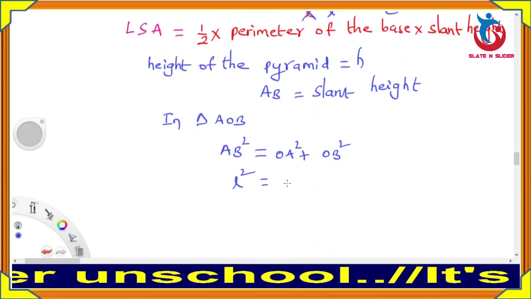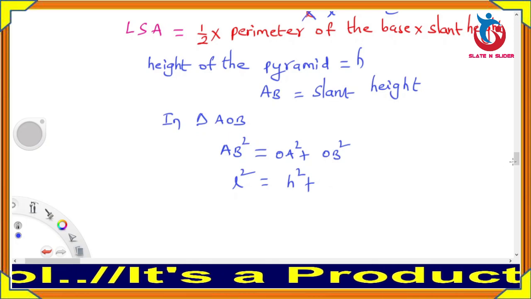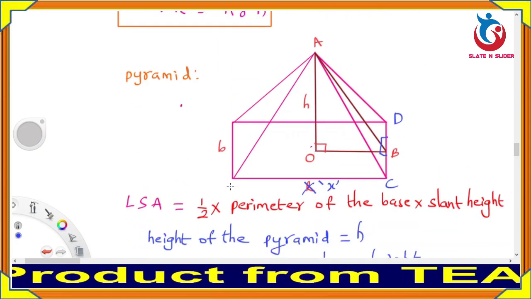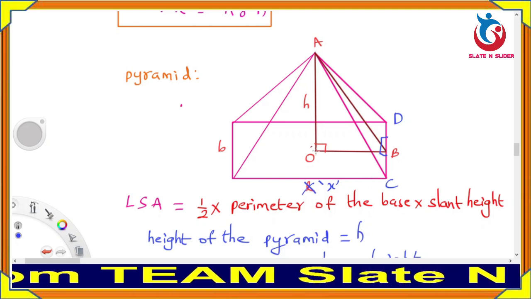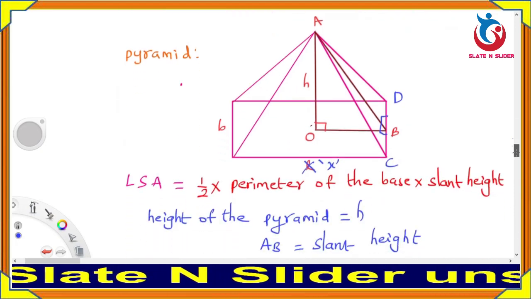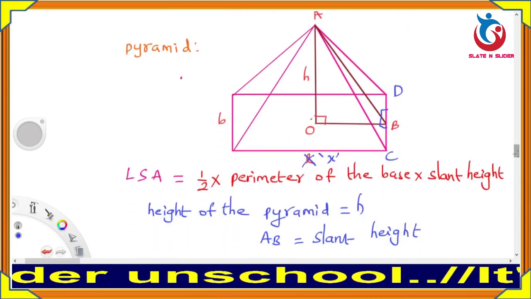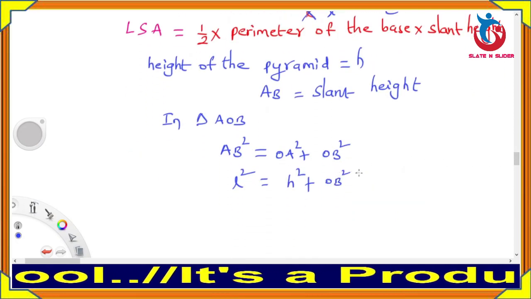So OA square plus, OA means height, that is H square plus OB square. What is OB? Always this OB will be half of the length of the base. The length of the base is X, then it will be half. Because if the base is changed, then the length of OB will be changed. So I am writing it as OB only. So it is OB square.